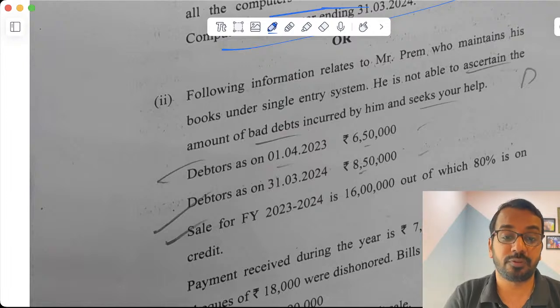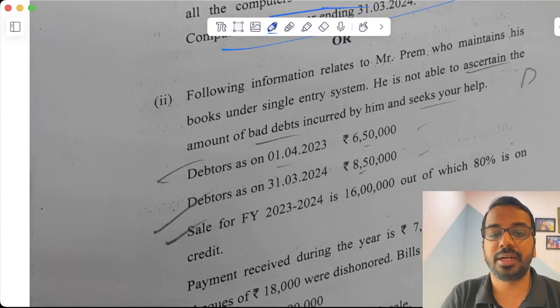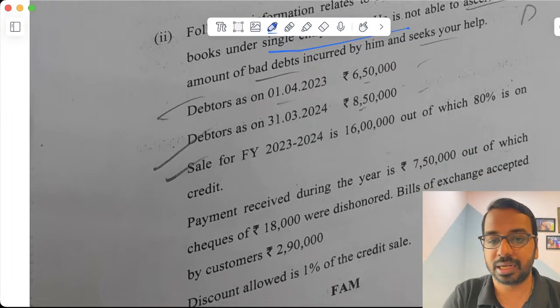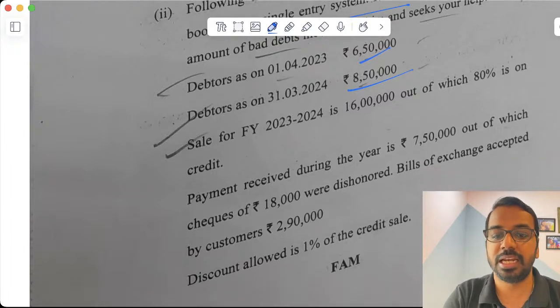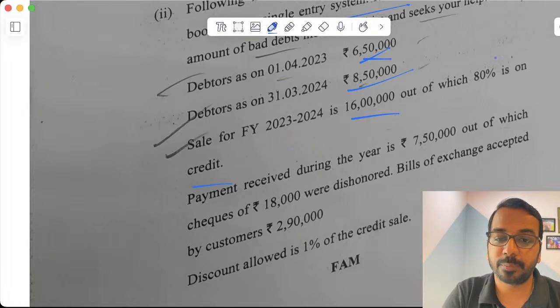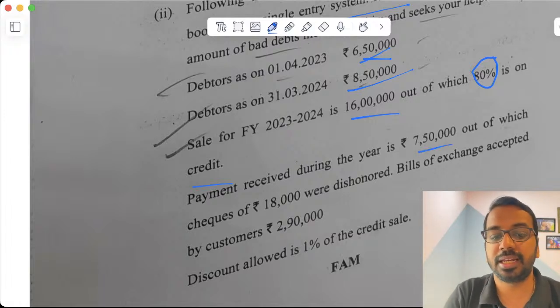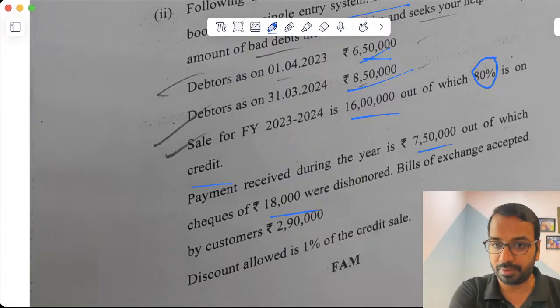From the following information, where the books are maintained in single entry system, he is not able to ascertain the amount of bad debts and seeks your help. Debtors 650, another debtors 850, that's opening and closing. Sale is 160, out of which 80% is on credit. So take the opening balance, 80% put it to their account, and this is the closing balance. Payment received 750, so credit side. Checks worth 18,000 were dishonored, so they will debit it.